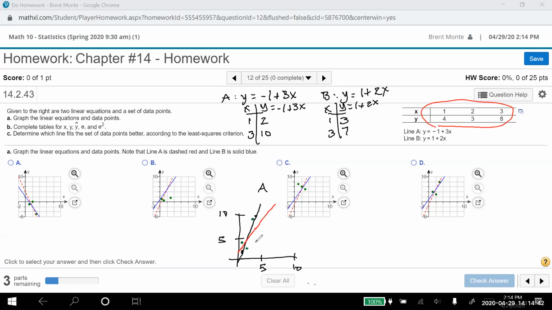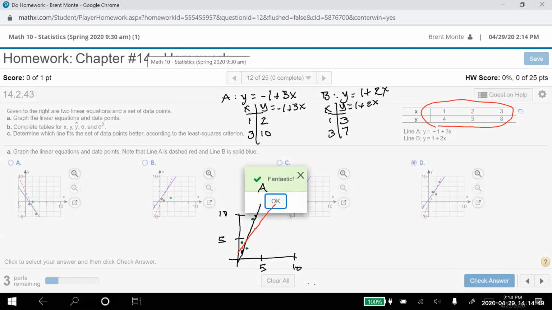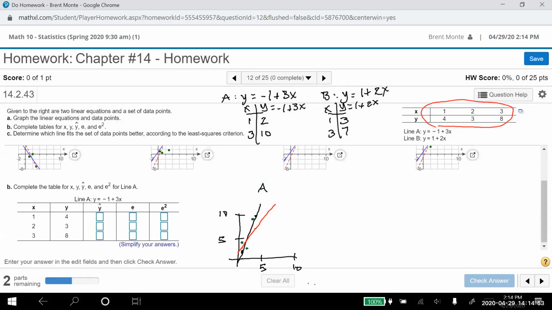And so I guess all we have to do is tap it. D. Check answer. All right. So we got that one right. So we know what the graph looks like. Let's go on to the next part.